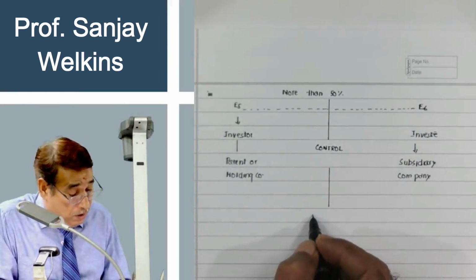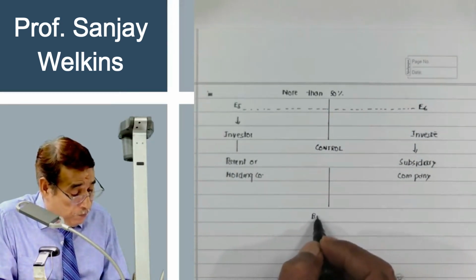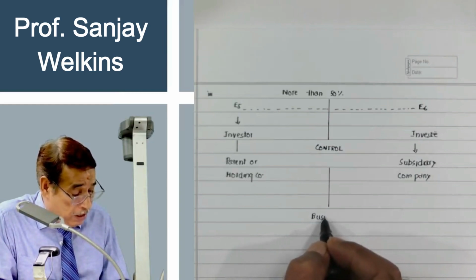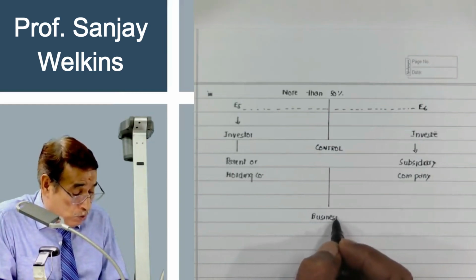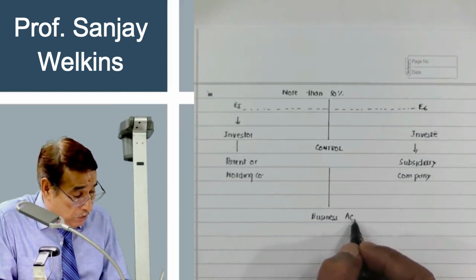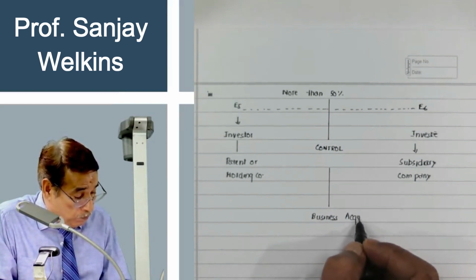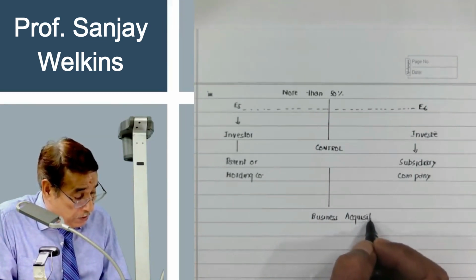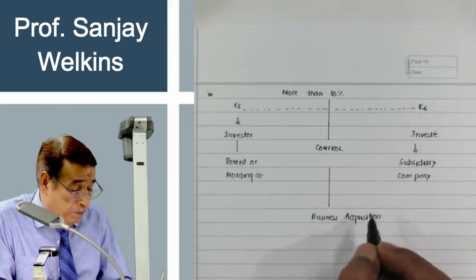So when we acquire more than 50% shares in a particular entity, the control will come to us and it will be termed as business acquisition. Is it clear to you?